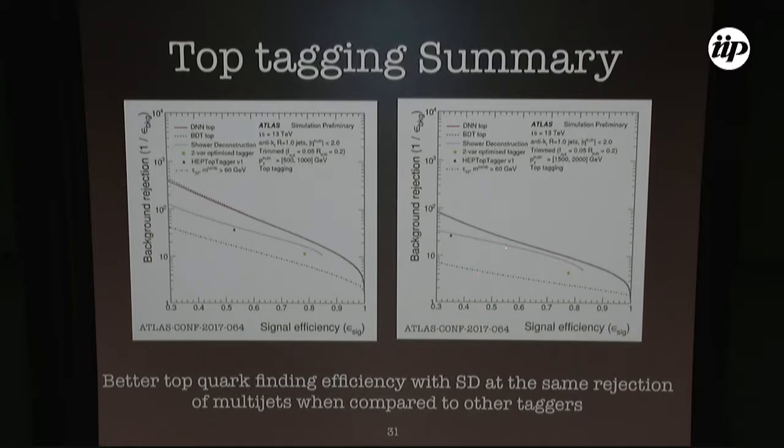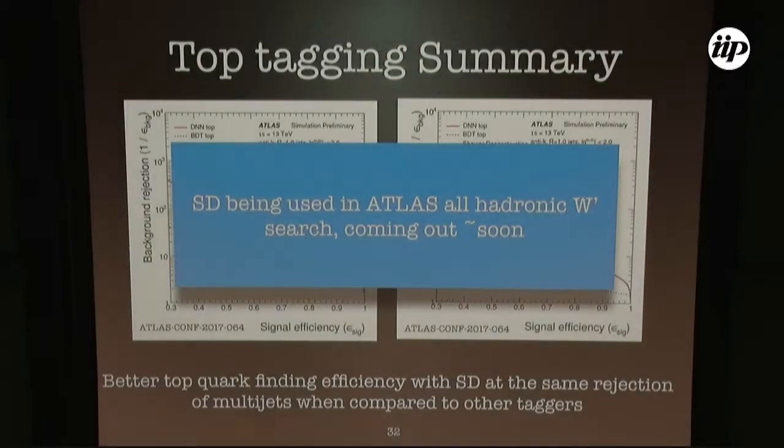Once we go to higher pT, again shower deconstruction does reasonably well at the signal efficiency we normally use, 60–70%. So that's that. I do want to mention that shower deconstruction does best among the non-machine learning taggers. In fact, we are using shower deconstruction in the all-hadronic W prime search, which should be coming out soon. Soon means a matter of months in ATLAS terms.